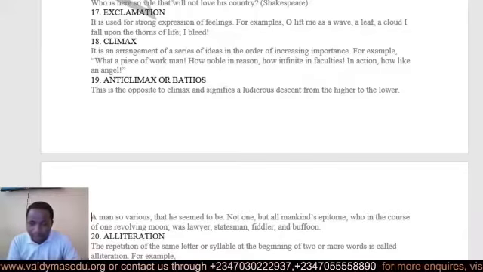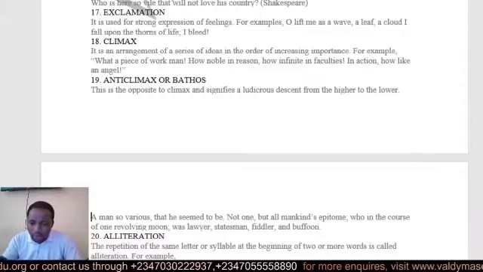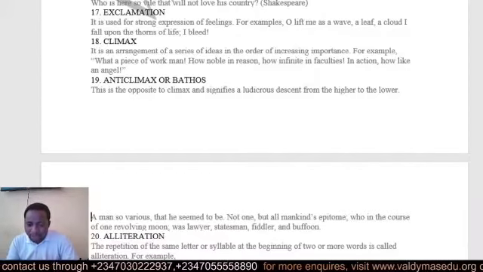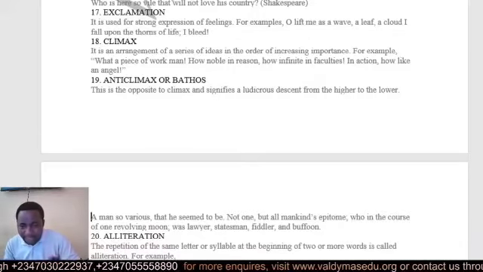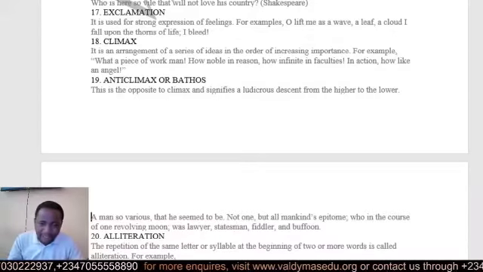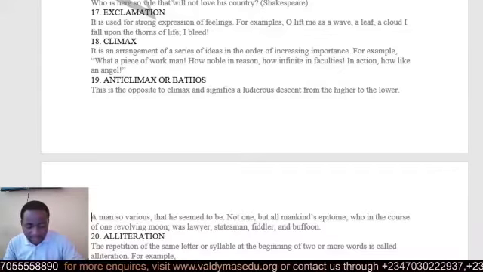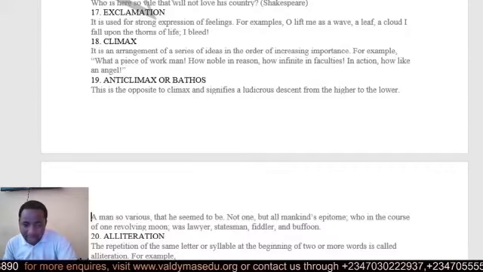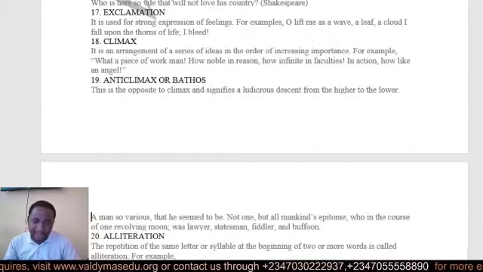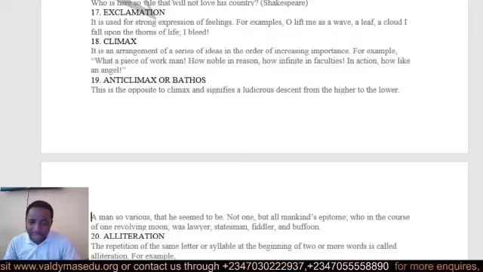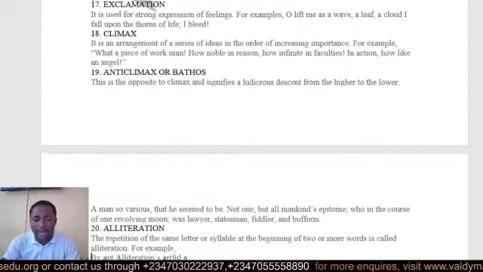It's as if from the higher to the lower, from the most important to the least important. But for climax, it is from the least important to the most important. "I came, I saw, I conquered" is a climax. But we can change it to an anticlimax: "I conquered, I saw, I came." That would be a case of anticlimax.